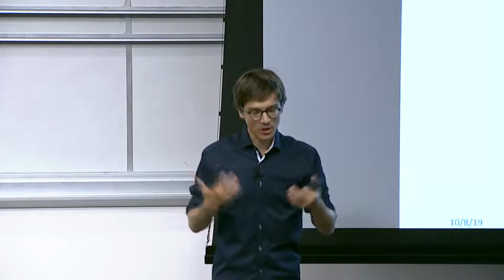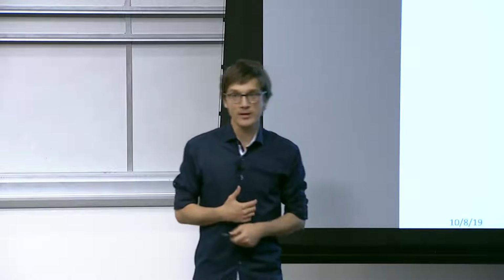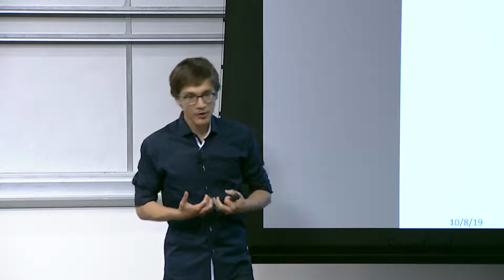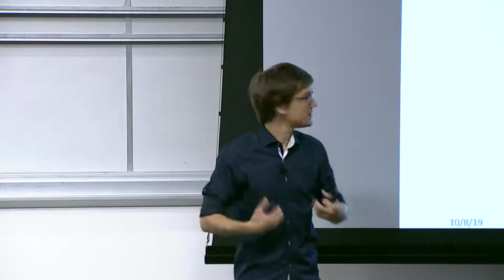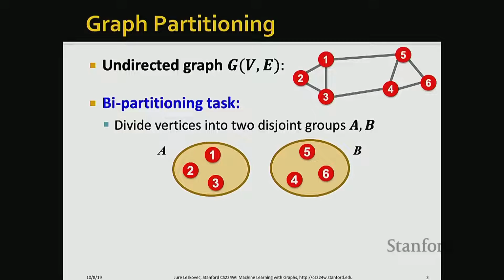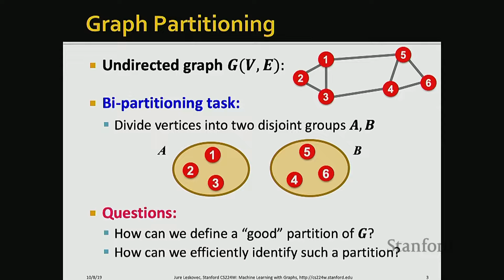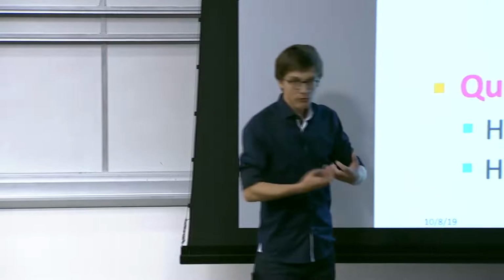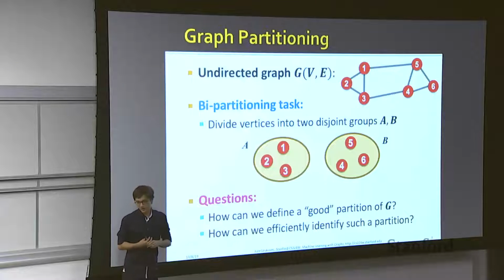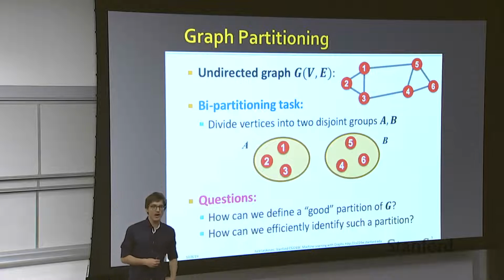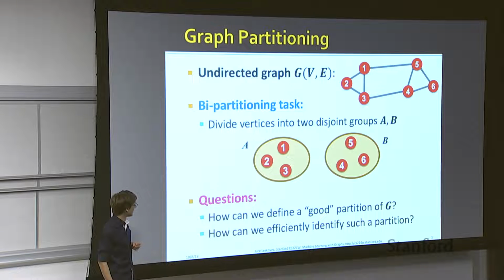So here is our goal. We are given an undirected graph, which can be weighted or unweighted, and we want to divide vertices into 2 groups that are disjoint, so non-overlapping. And the question is, how would I define a good partitioning of a graph? Like last time we talked about network modularity as a way to measure how well we partition the graph into groups.